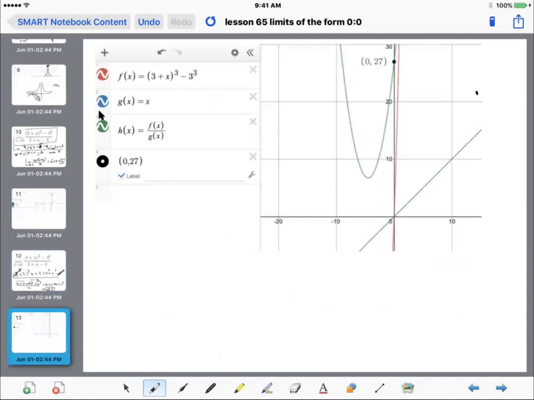Notice how the denominator is always x. Now this one, the red one, is a pretty steep curve, and the quotient became this green parabola thing, and it has a hole there at 0, 27.